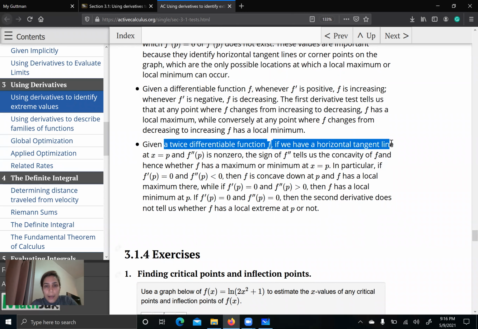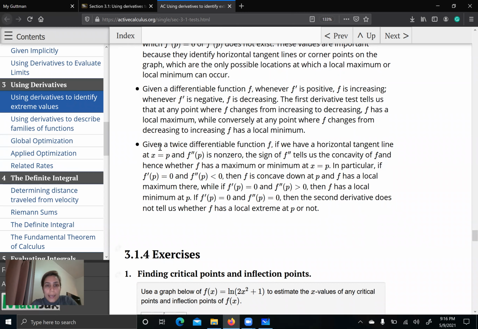And finally, if you have a function that you can take the second derivative of, if you have a horizontal tangent line at any point and the second derivative is not 0, then the sign of the second derivative tells us about the concavity of the function. And hence we can say whether f has a max or min at that point. So here is the idea. You take the first derivative, set it equal to 0. Imagine you have a point where the first derivative is 0 and the second derivative is negative. That means the function is concave down. So here you have a local maximum.